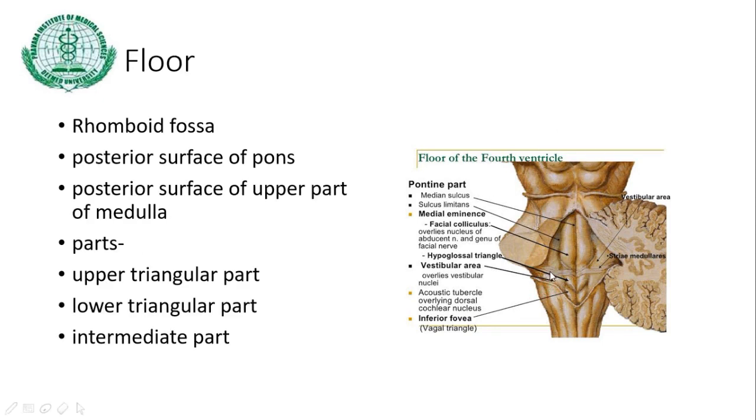Floor of the fourth ventricle: as it is rhomboidal in outline, it is also known as the rhomboidal fossa. It is formed by the posterior surface of the pons and the posterior surface of the upper open part of the medulla. It has an upper triangular part, a lower triangular part, and an intermediate part which is extending over the inferior cerebellar peduncles.